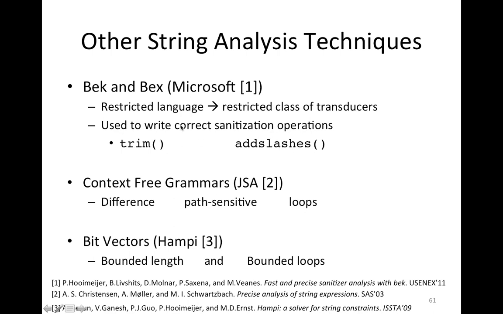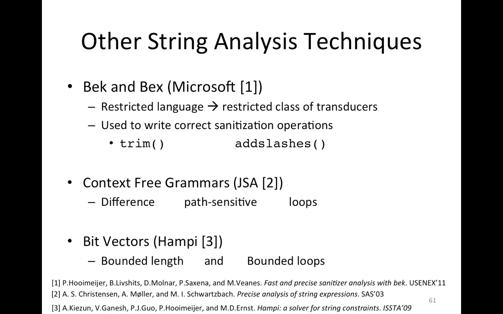So their work completes our work. They guarantee us that these are correct, and they use a restricted class of transducers to do this. There is also other work that's based on context-free grammar, and the problem with context-free grammar is that you cannot find a difference. Context-free grammars are not closed under the difference operation. What we have seen before, taking the intersection and the difference, all this stuff, we cannot do with context-free grammar. Also, they do not handle path sensitivity. So basically, they do not handle any validation. They just handle sanitization. And they do not handle loops. For us, we do widening.